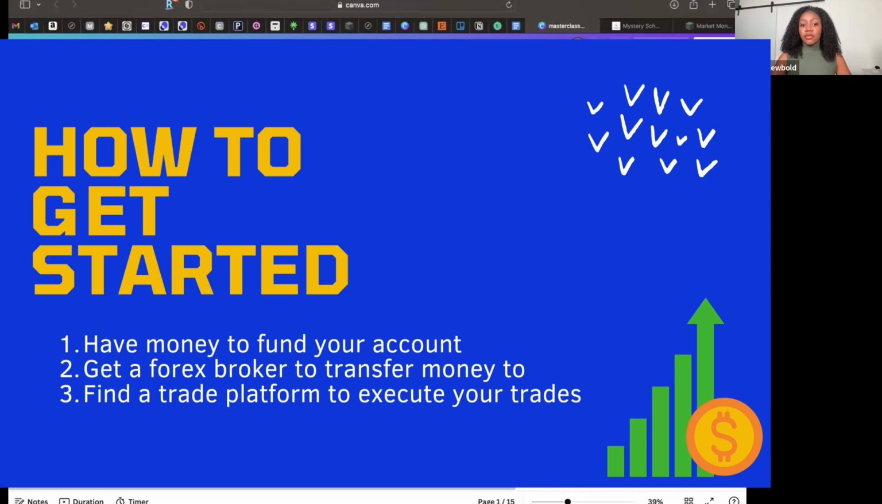Second step, get a Forex broker to transfer your money to. You need a broker to transfer money to, but you don't actually trade with your broker. Your broker is just housing your money and allowing you to trade these different commodities and currencies and indices and crypto, basically financial instruments. And then after you find a broker, get signed up with the broker, which is very easy. It's literally just signing up. A lot of them, you just sign up with your Gmail account and you are in within the same day.